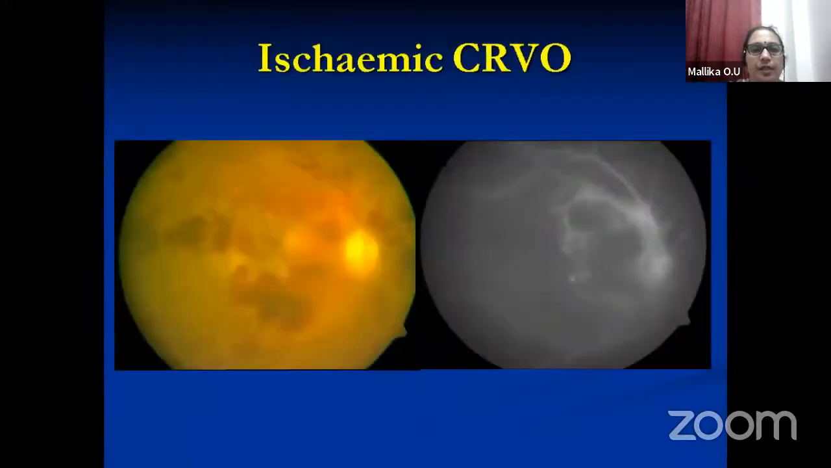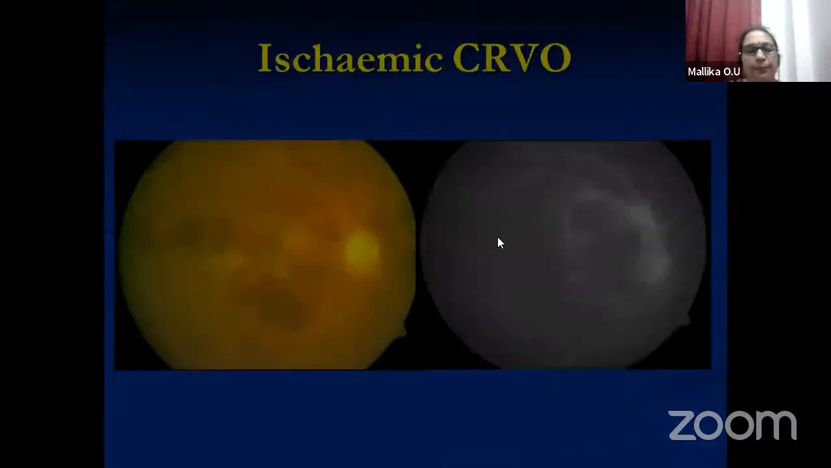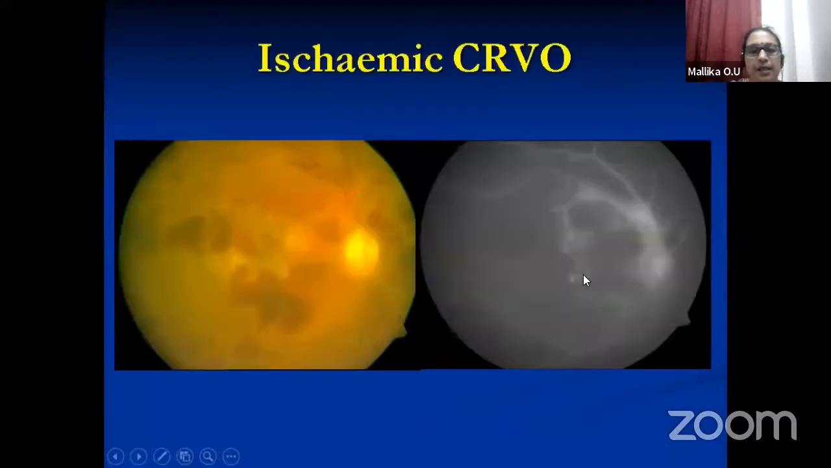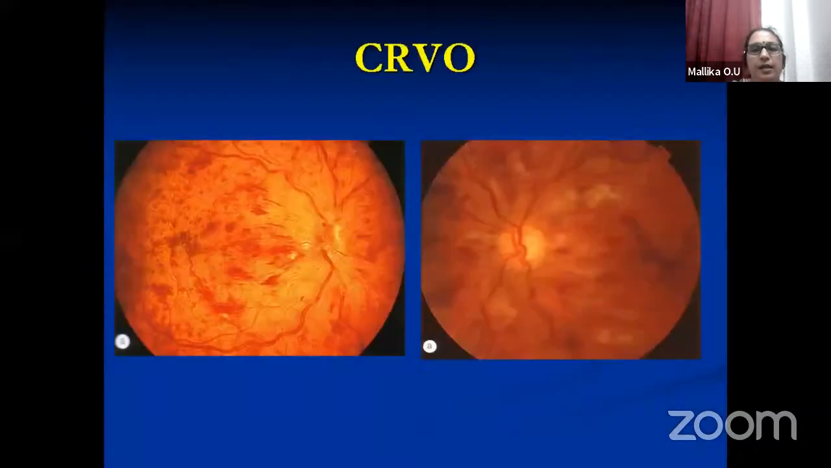So this is the fundus picture. This is the fundus picture of ischemic CRVO. You can see, compared to the previous picture, the hemorrhages are very large areas of hemorrhages, and this is the corresponding fundus fluorescein angiography. You can see these all black areas are areas of ischemia. Compared to this picture, you can see vascular markings, which are absent in this fundus fluorescein angiography. That means this is extensive areas of capillary non-perfusion, suggestive of ischemic central retinal vein occlusion.